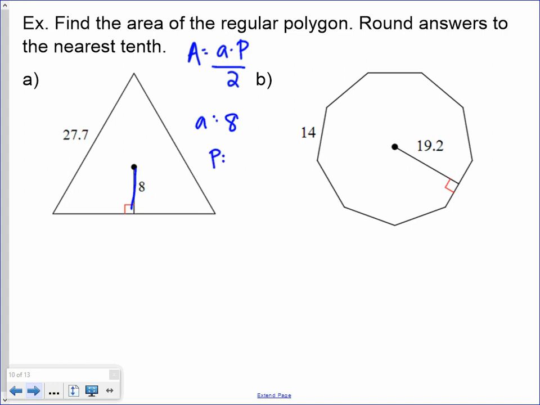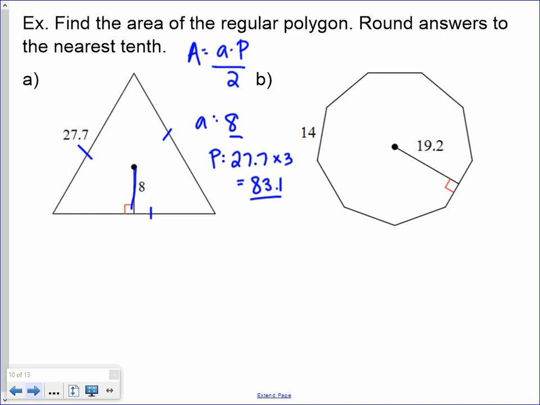Perimeter. Who has a thought for how I could find the perimeter of that triangle? Add up all the sides, okay? And they're all the same. So if this is 27.7, this is 27.7, and the bottom is also 27.7. So you can add it 3 times, or take 27.7 times what? 3. Okay, what's 27.7 times 3? 82.1.